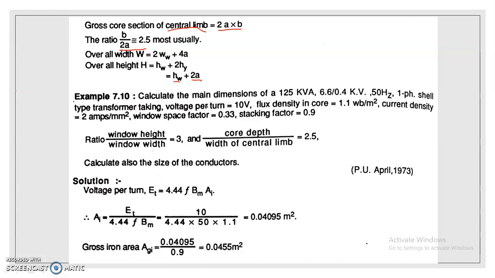What about AGI? It is easy to calculate AGI. We have the relation between AI and AGI: AI equals 0.9 times AGI. 0.9 is the stacking factor KS, which is given in the problem. So we can directly calculate AGI equals AI upon 0.9 by putting in the value of AI.